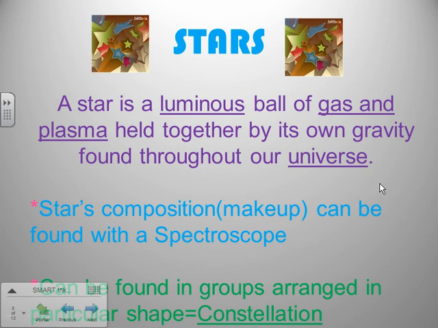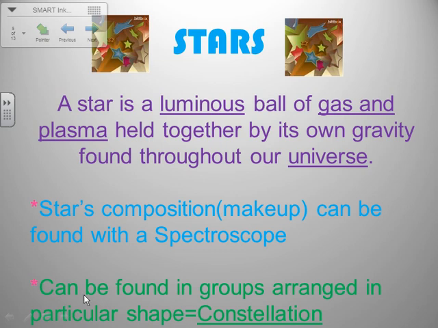Okay, next we're going to talk about stars. A star is a luminous ball of gas and plasma held together by its own gravity found throughout our universe. Our star's composition, which means makeup, can be found with what we call a spectroscope. Also, stars can be found in groups arranged in a particular shape called a constellation.